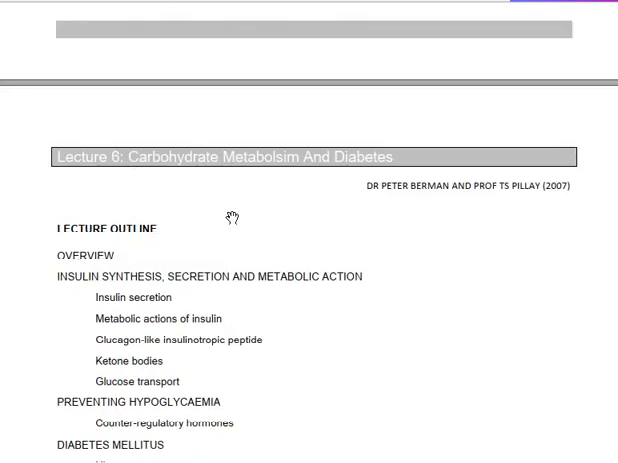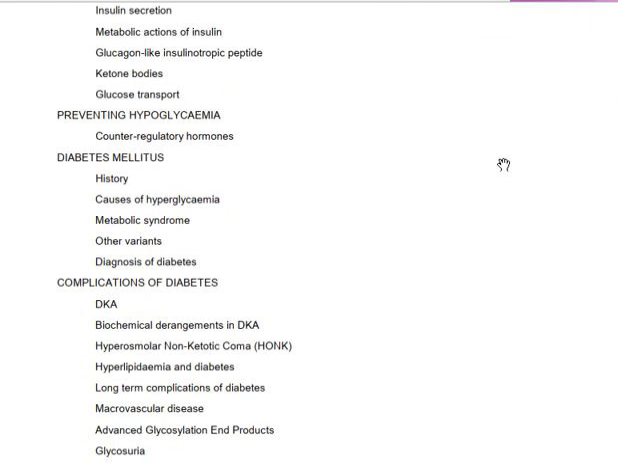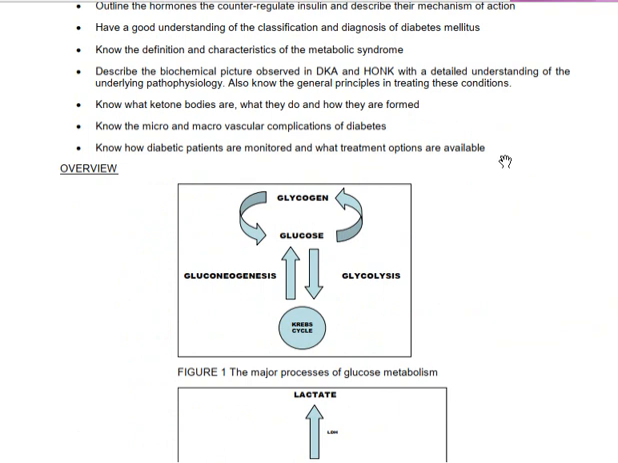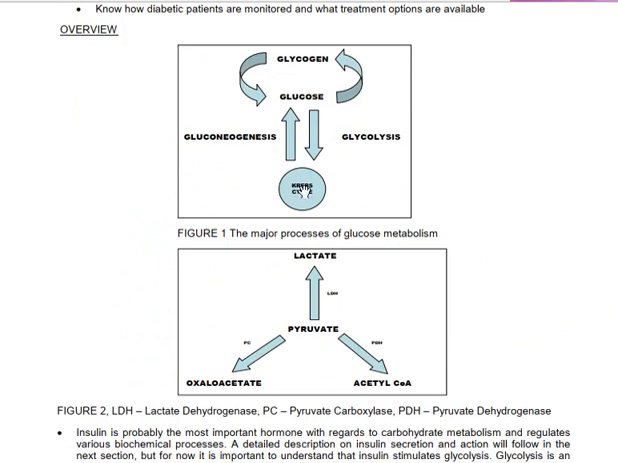This chapter has been written by Dr. Peter Behrman and Prof. T.S. Pillar. So now, after the learning objective, you're going to have the overview. Let's start with the overview.